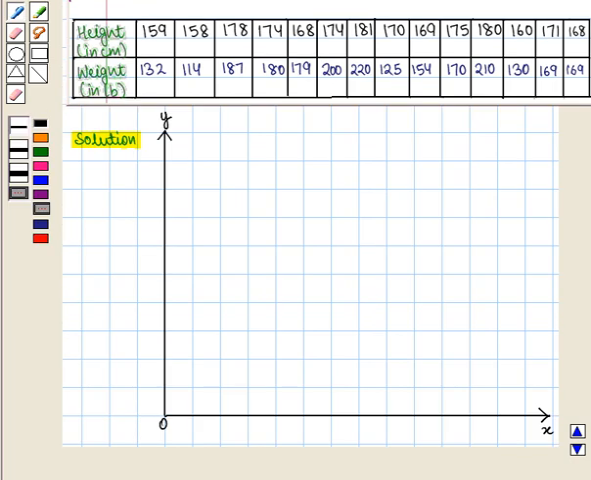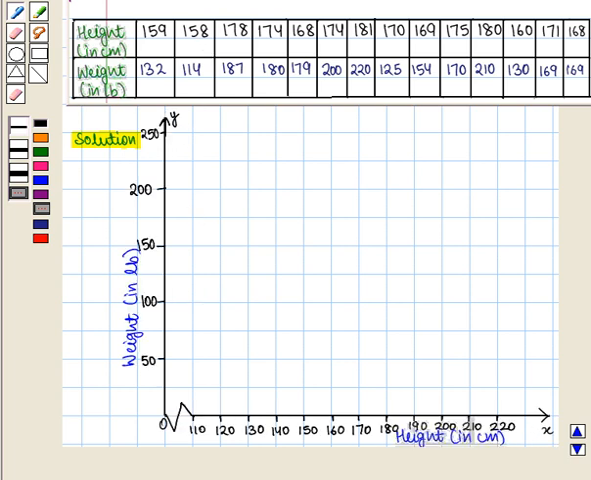First of all, let us label the x-axis and y-axis on the graph. We label the x-axis as height and the y-axis as weight of the players. So heights are the x values and corresponding weights are the y values. Now let us plot all these points on the graph.